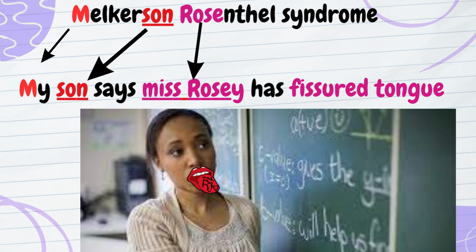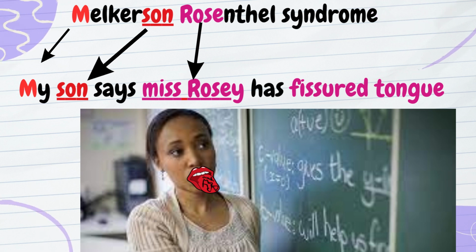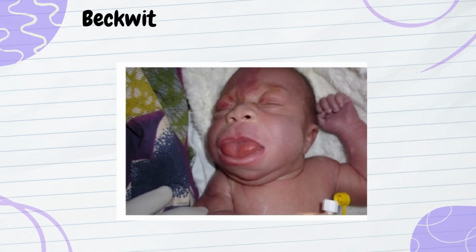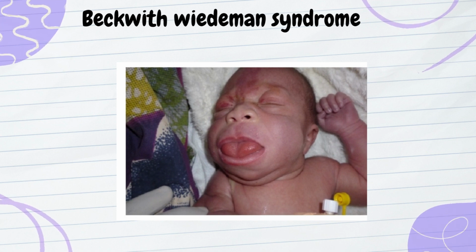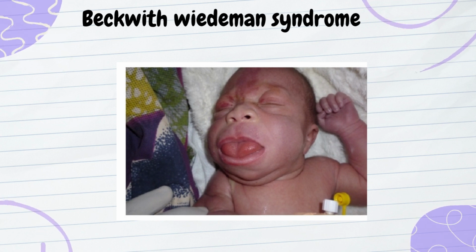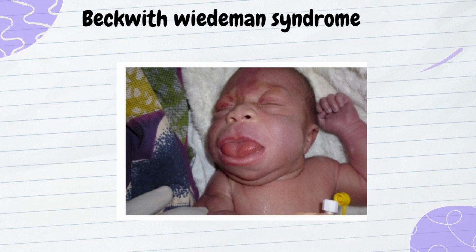That's the reason I have told you to give this teacher a name, Miss Rosie. And in this Melkersson-Rosenthal syndrome, you have to remember this: My son says Miss Rosie has fissured tongue. Okay. So let's get started with the next syndrome, that is Beckwith-Wiedemann syndrome. What is Beckwith-Wiedemann syndrome? You have to remember four things which are very important.